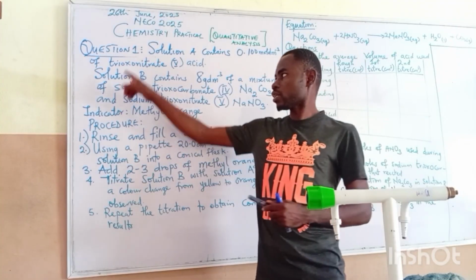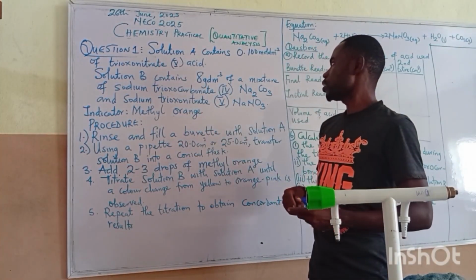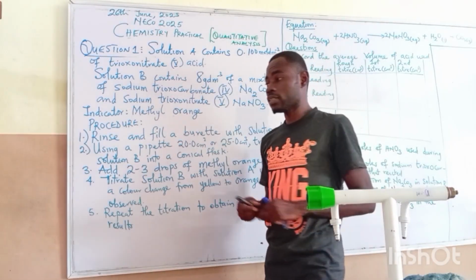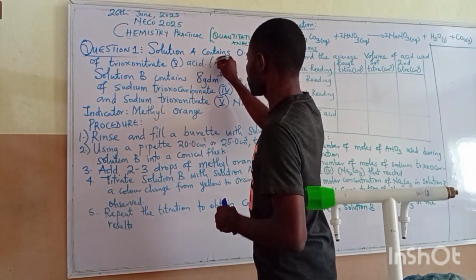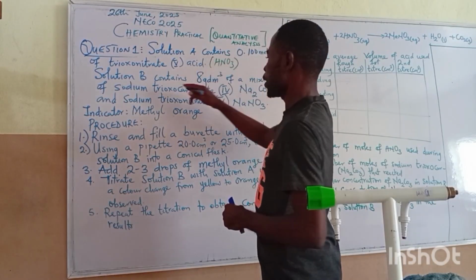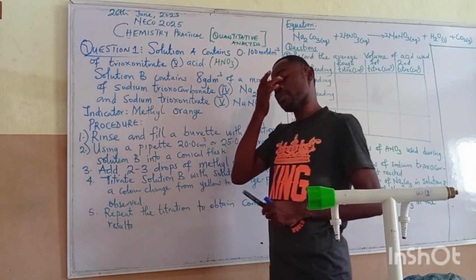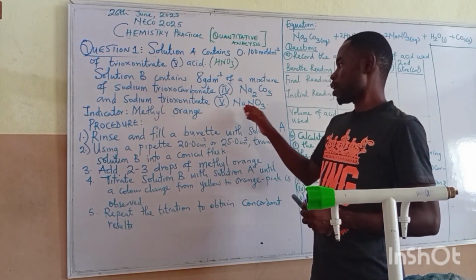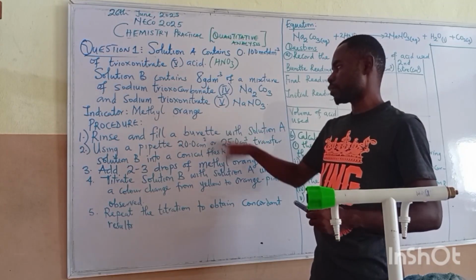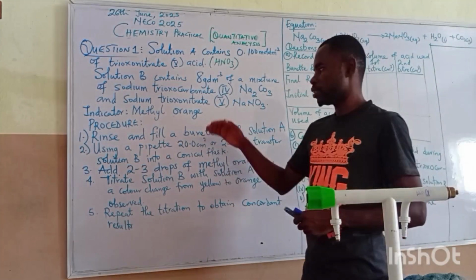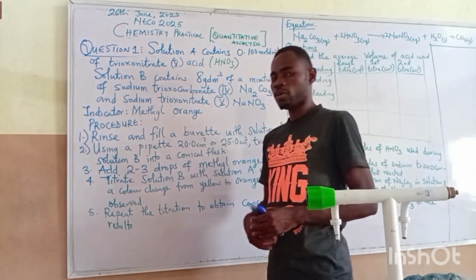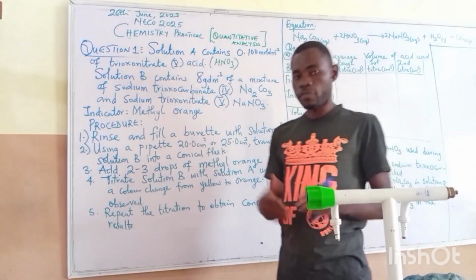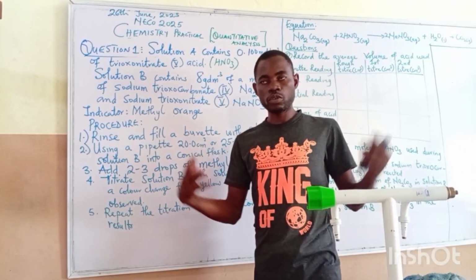We have said that solution A contains 0.10 mole per dm³ of trioxonitrate(V) acid, that's our HNO3. And likewise, solution B contains 8 grams of a mixture of sodium trioxocarbonate(IV) and sodium trioxonitrate(V). And the indicator there is methyl orange. We have the following procedure. The procedure you are seeing here is talking about the experiment. I have carried that one out before this video, so that the video will not be too long.